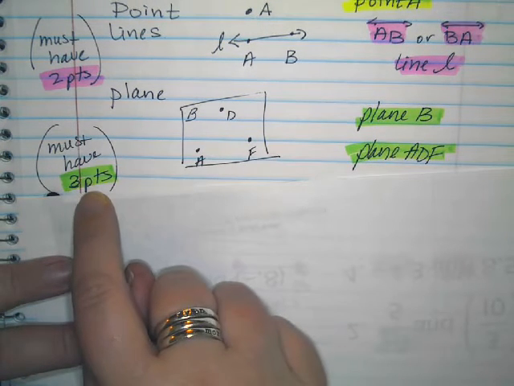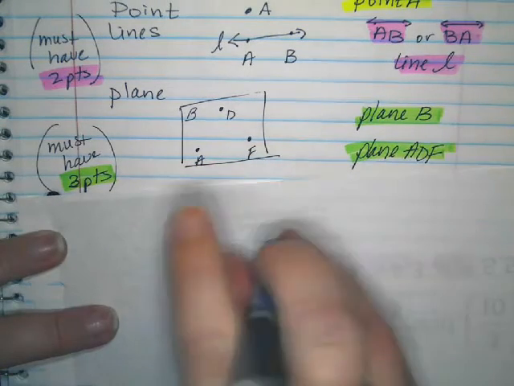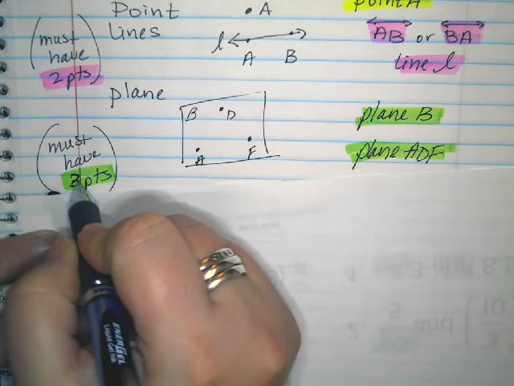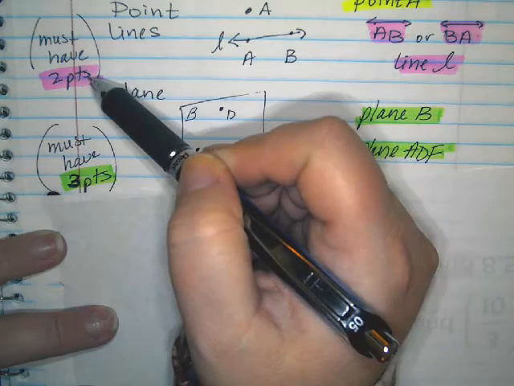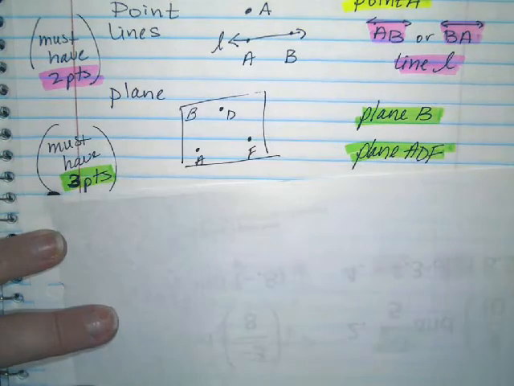And again, over here, what's really important about planes is that you actually have to have 3 points in order to establish the plane. So remember, with a line, we have to have 2 points to establish a line, and for a plane, we have to have 3.